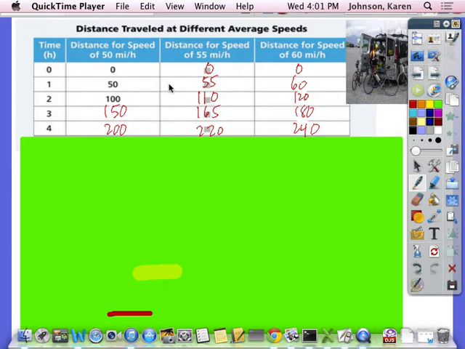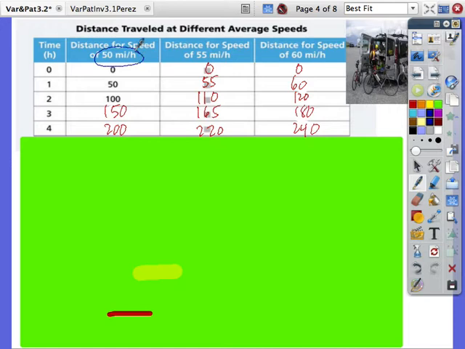Here's a quick review of what we did in math earlier this week. We looked at tables where we knew the time, hours 0, 1, 2, 3, 4, and we tried finding the distance for different rates. In the first example, the rate was 50 miles per hour, and you can see we went eventually in 4 hours 200 miles because 4 times 50 is 200.